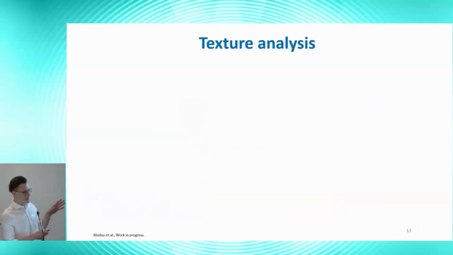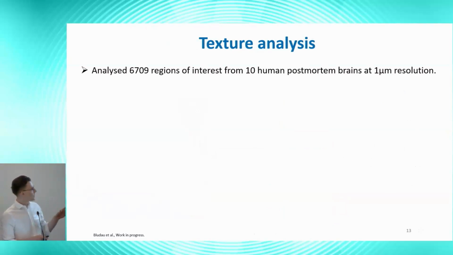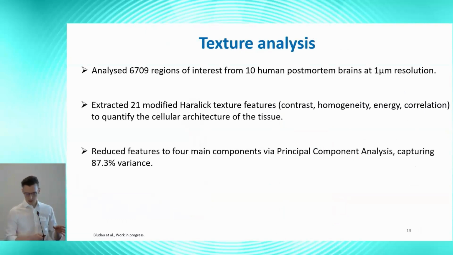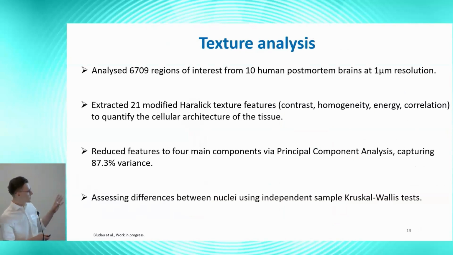The second method was the texture analysis, which was developed by Dr. Sebastian Bludau from Jülich. So we also analyzed more than 6,700 regions of interest from all 10 brains with 1 micrometer resolution. We extracted 21 modified texture features, such as contrast, homogeneity, and others, to quantify the cellular architecture of the tissue. Then we reduced these 21 features to 4 main components using principal component analysis. And then we also assessed the difference between nuclei by applying the Kruskal-Wallis test.